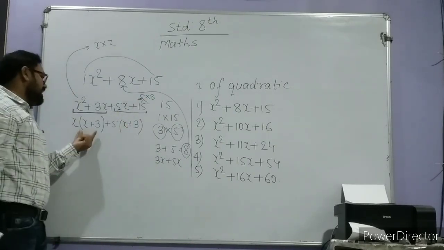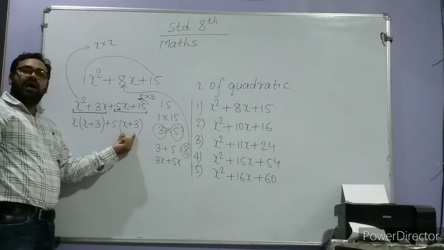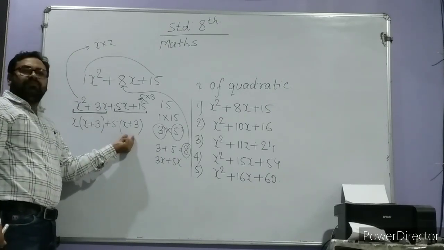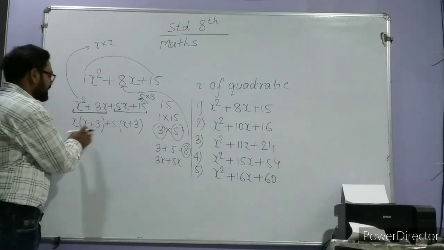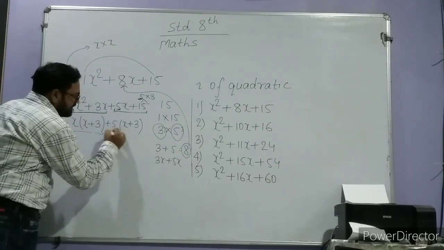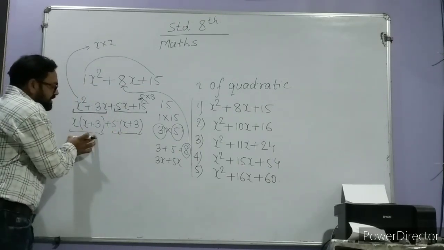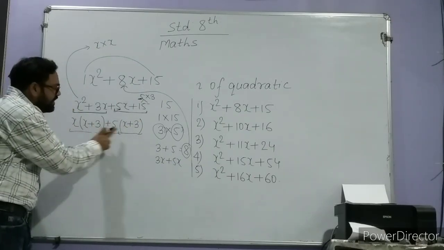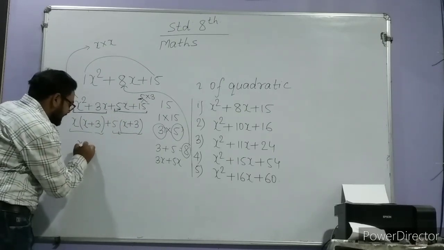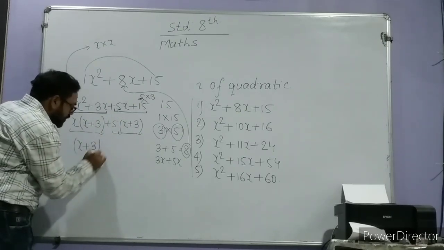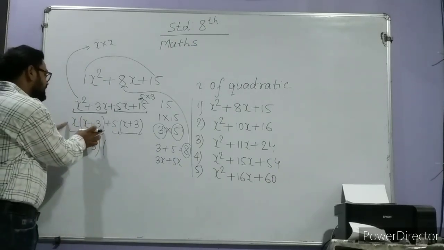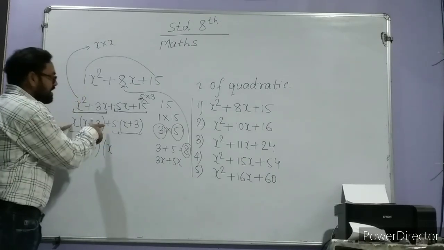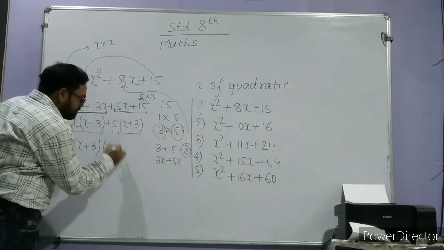Now here x plus 3, here also x plus 3. So we can take x plus 3 as common over here. This is one term and this is the other term. So within both terms we can take x plus 3 as common. When we take x plus 3 as common, what do we have left? In this term we have left this x. So we will write x over here. Here is a plus sign, so we will write plus.